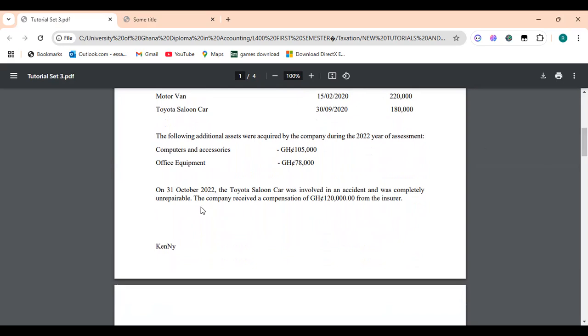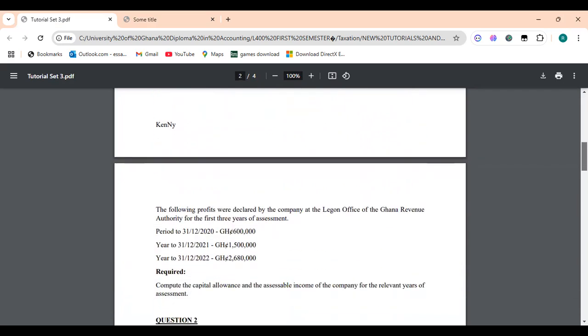So on the same year 2020, just don't look at this thing, it doesn't really matter. The Toyota saloon car was involved in an accident and was completely unrepairable. The company received a compensation of 120,000 from the insurer, right? So we'll also delve into that.